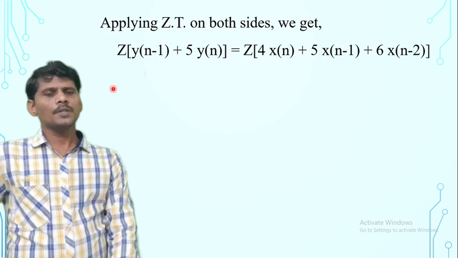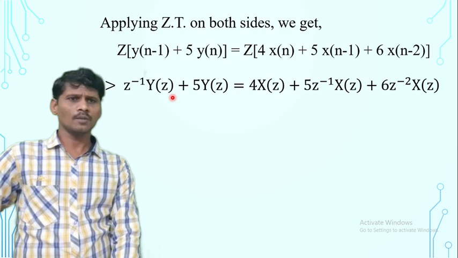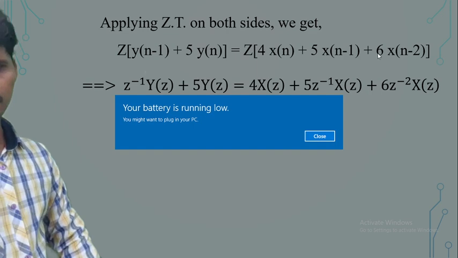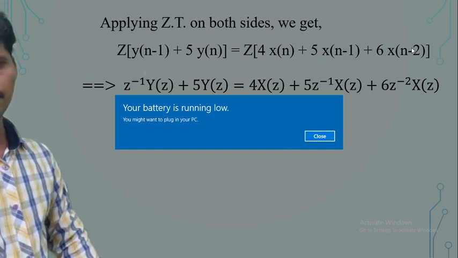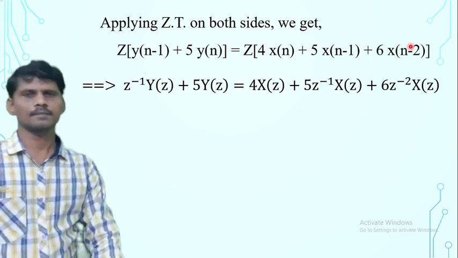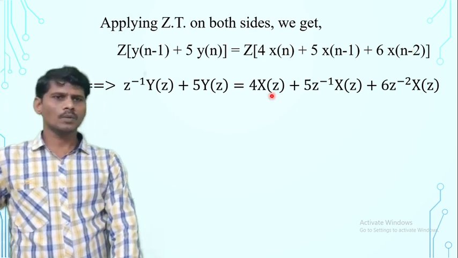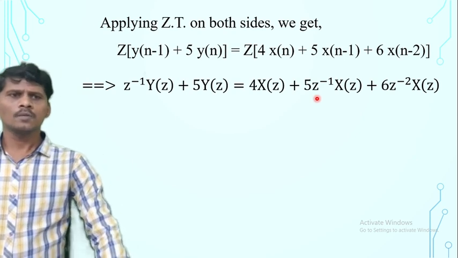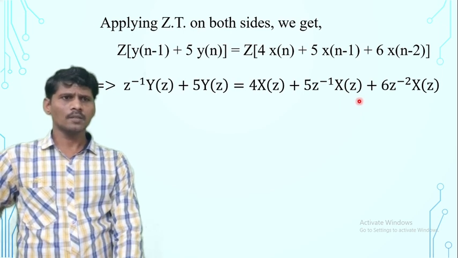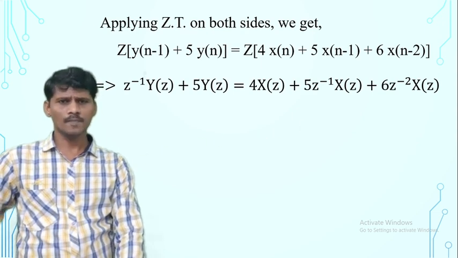So using the time shifting property of the z transform, y of n minus 1 becomes z power minus 1 Y of z, plus 5 into the z transform of y of n, which is Y of z, equal to 4 into the z transform of x of n, which is X of z, plus 5 into the z transform of x of n minus 1, which is z power minus 1 X of z, plus 6 into the z transform of x of n minus 2, which is z power minus 2 X of z.